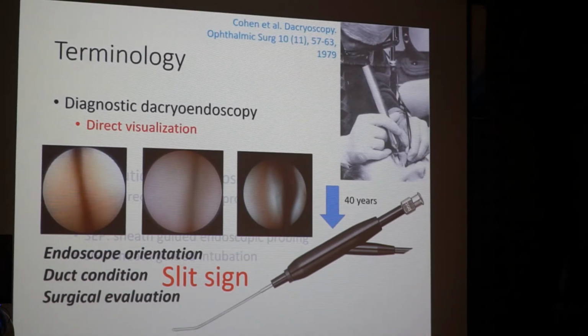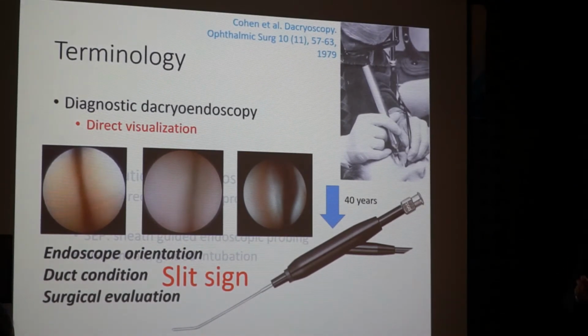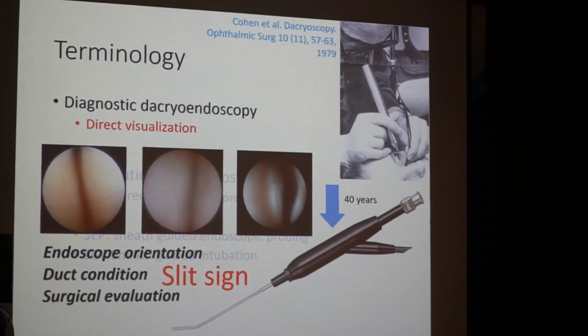This is the point. And the second advice is, at that time, you don't have to go further because the slit sign can be seen only in the lacrimal sac without any stenosis in the duct. So there is no need for going further if you can see the slit sign in the lacrimal sac. In that meaning, the slit sign is very important. And sometimes we can use this slit sign as a surgical landmark.